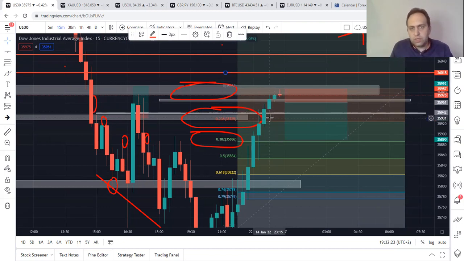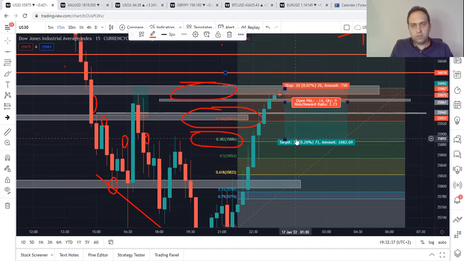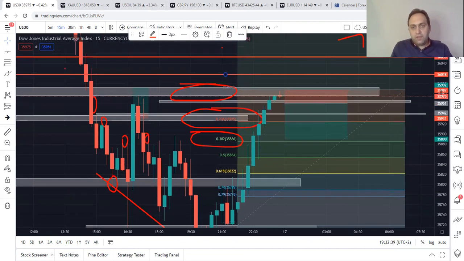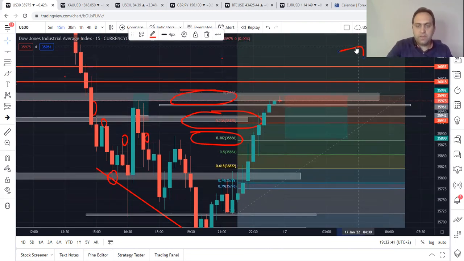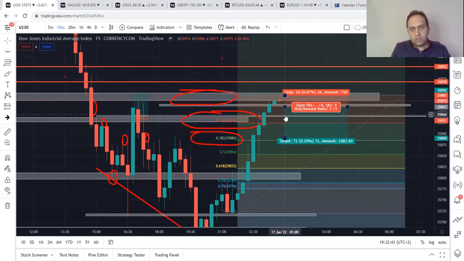TP2 will be on 20, this level, almost like 35,932, 35,900, and 35,886 TP3 for the 38. If it goes to 0.5, 0.6, that's okay. And after this retracement, we might see a move up.